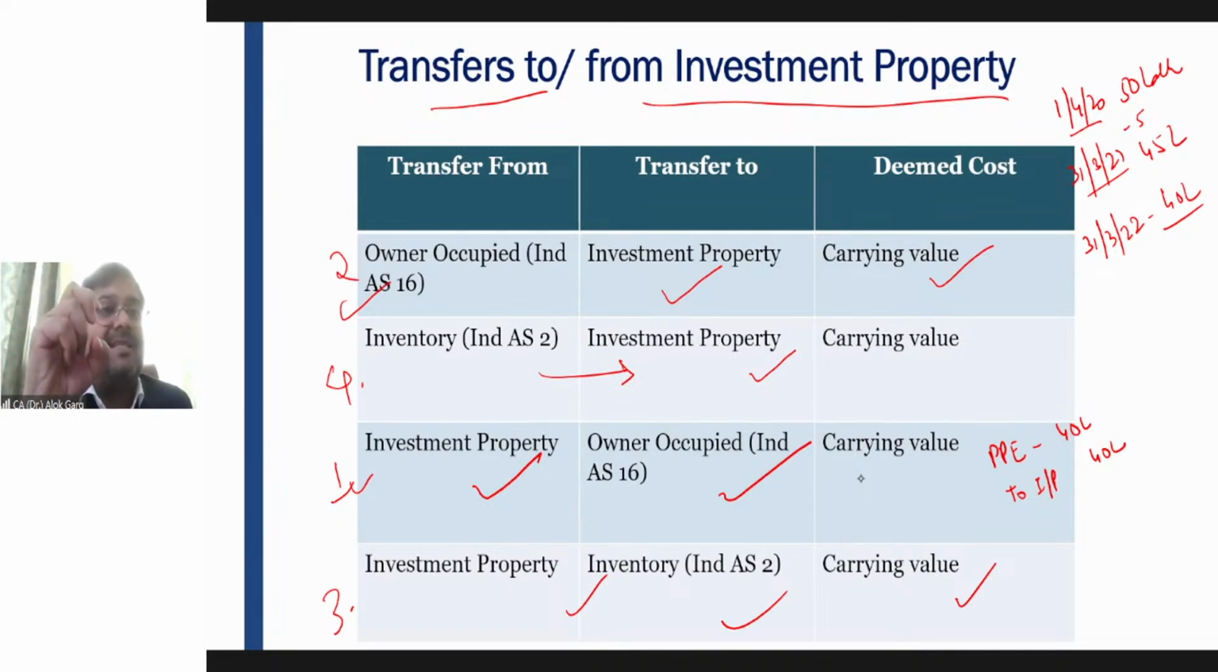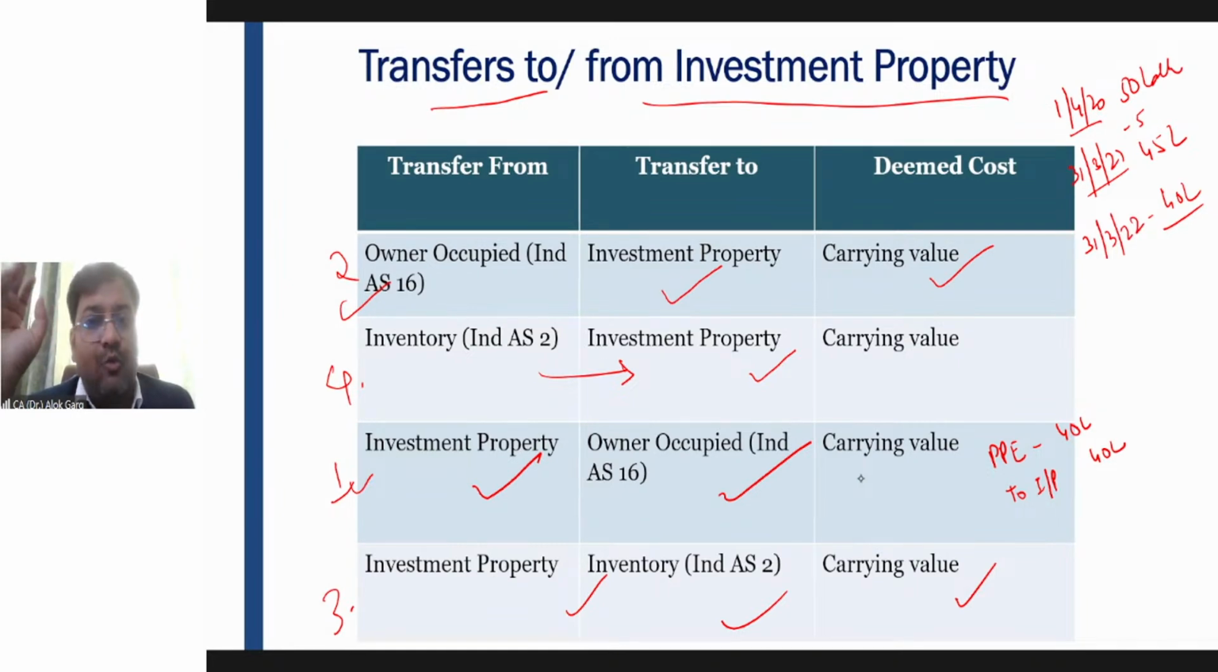Until and unless the standard says that the initial recognition is at fair value, right? The inventory standard also talks about cost at the time of initial recognition. The PP standard also talks about the cost at the time of initial recognition. So in this case, if internally the company is reclassifying from inventory to PP or PP to inventory, it will always be at carrying value, right? The carrying value will be the opening cost for the new asset, for the new classification.